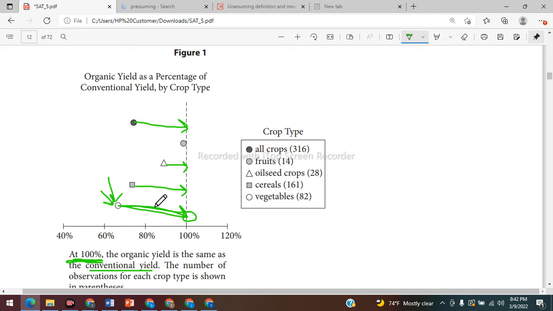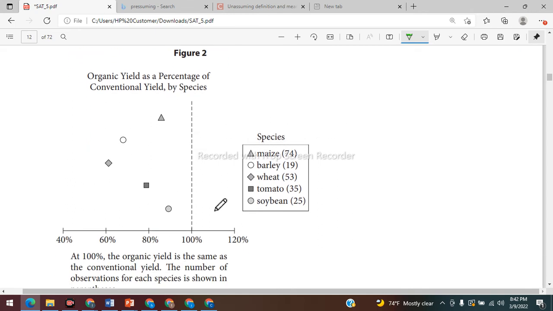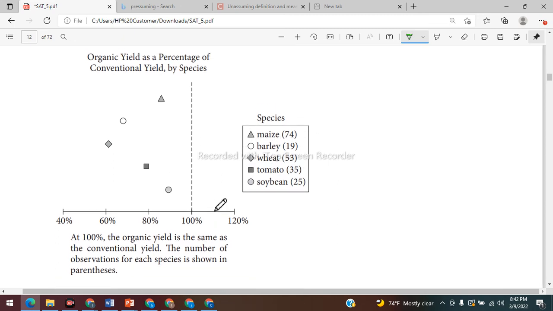And the same thing applies to the next diagram. So, based on this diagram, right? Let me ask the question. Which species of crops, right, is closest to yielding the same amount as conventional? Which group of crops, if we plant them organically, will be the closest to getting the same yield as the conventional? Which one would it be?